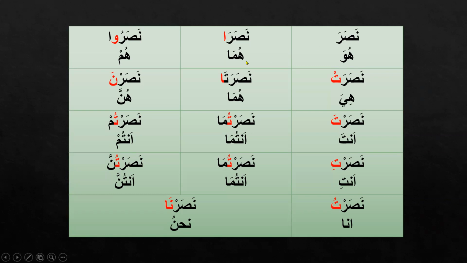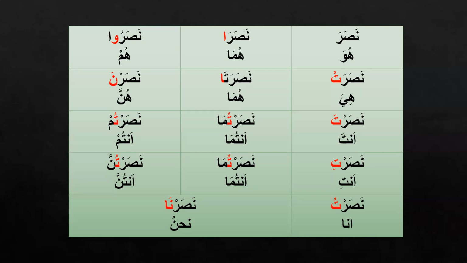Huwa nasara, huma nasara. Look at this alif. This alif is giving away that this is a dual form, just like in Muslimani. Muslimun, Muslimani, just like Nasara. This alif is for the dual combination, right?